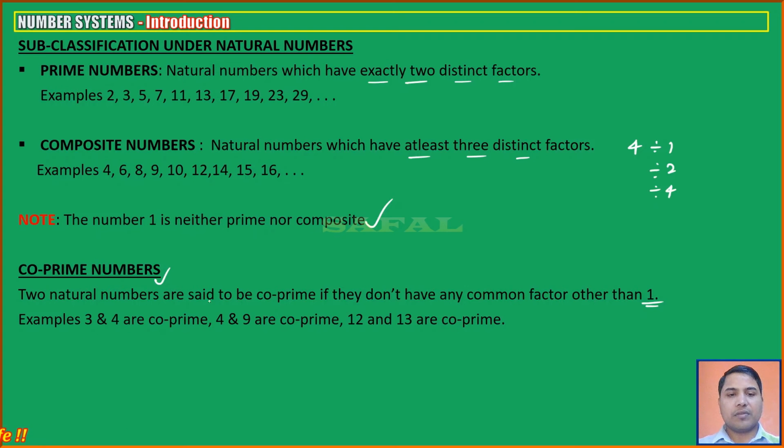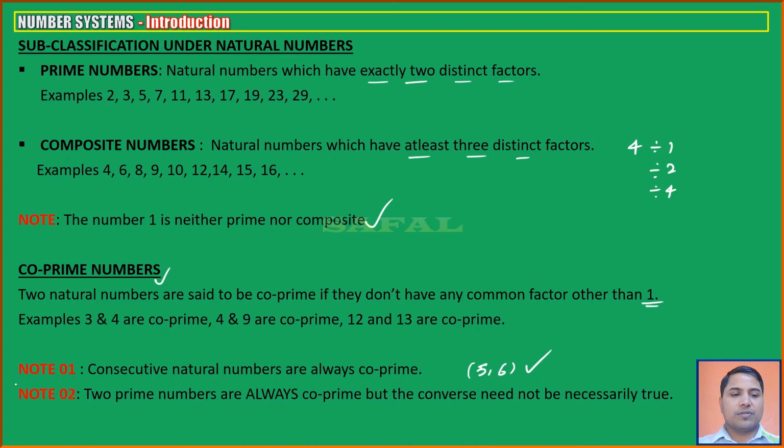Similarly, 4 and 9 are co-prime, because the only common factor between 4 and 9 is 1. Similarly, 12 and 13 are co-prime. Now consecutive natural numbers are always co-prime. Whenever you take consecutive natural numbers, for example 5, 6, the only common factor between these two numbers is 1. So that's why they are co-prime.